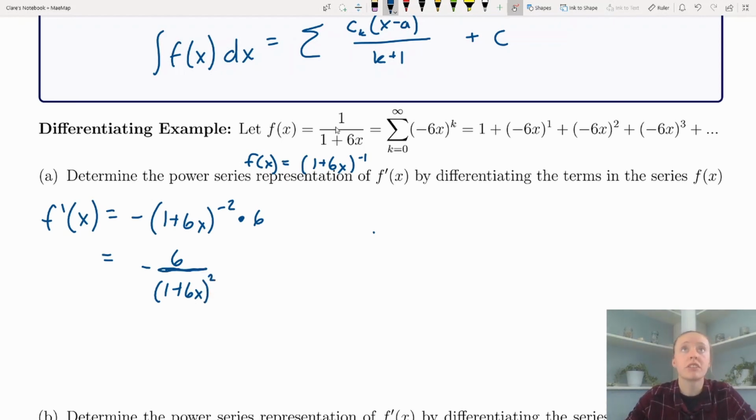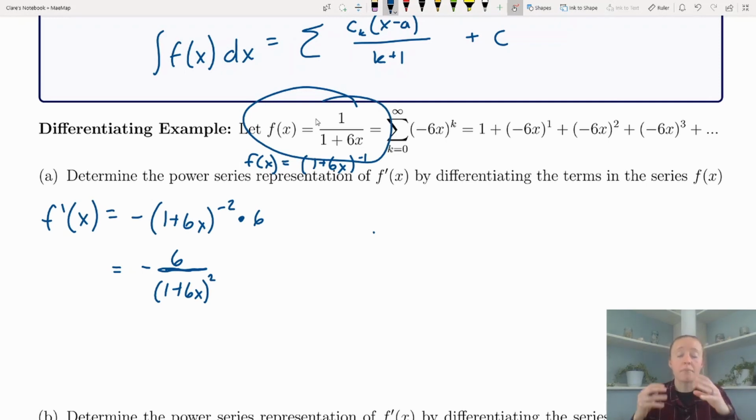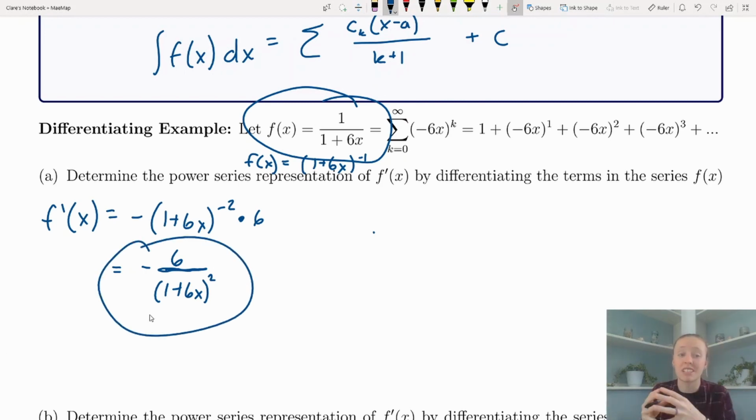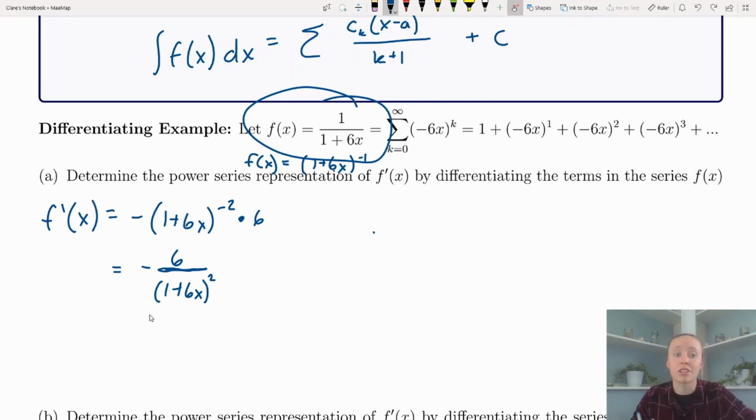Now, if you were given a function like this, there would be no way to use the combining power series theorems above to help us figure out what the series is equivalent to. However, we know it's the derivative of f of x, and because it's the derivative of f of x, if we were just given this series and told to find a power series representation of it, we could then differentiate our series for f of x.